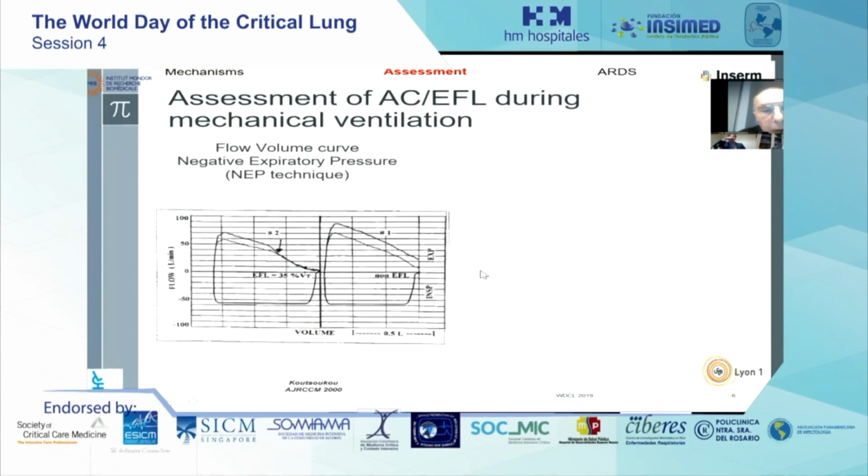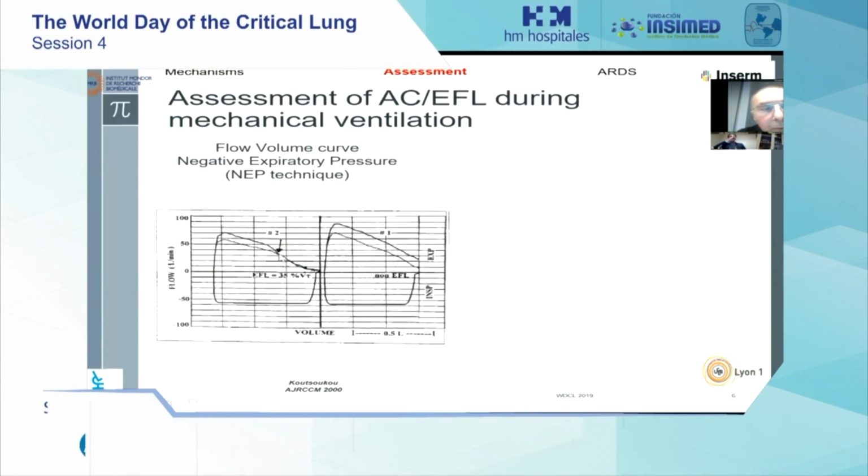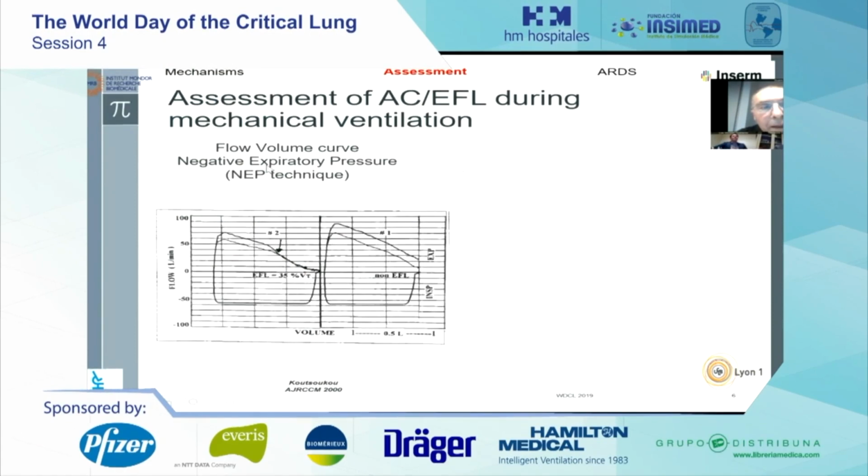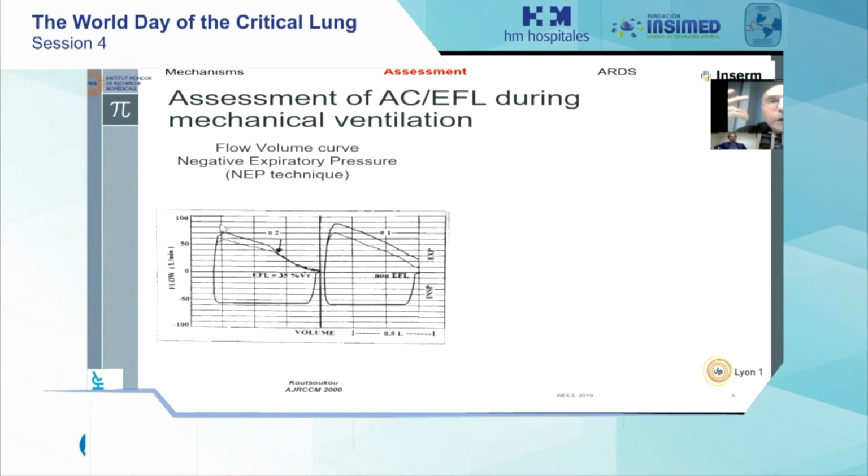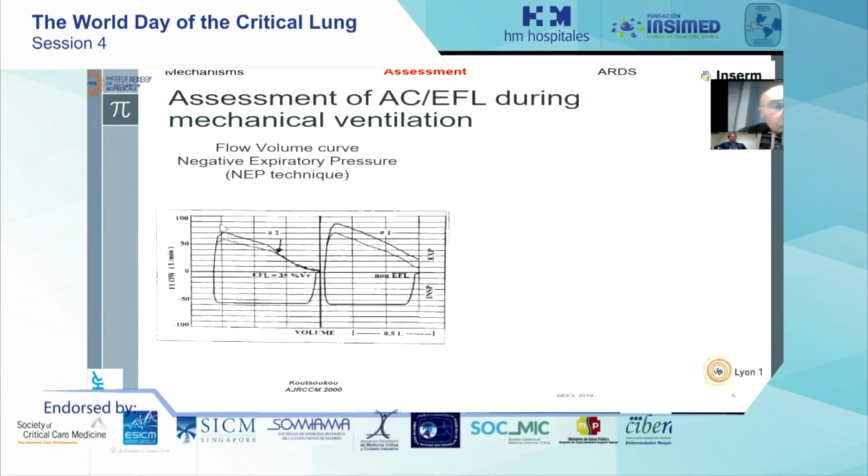So how can we assess airway closure or expiratory flow limitation during mechanical ventilation? So we have different techniques. First, a very interesting technique was developed by Koutsoukou and co-workers many years ago. There was, at that time, one prototype of ventilator able to generate a negative expiratory pressure in the ventilator circuit, and therefore, at the very beginning of the expiration, you have a negative pressure at the time of the onset of expiration.